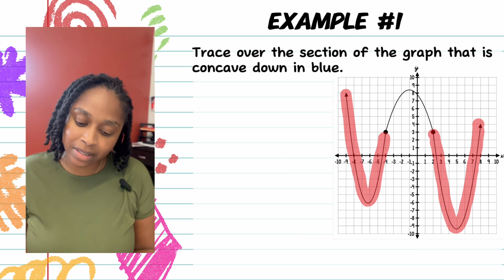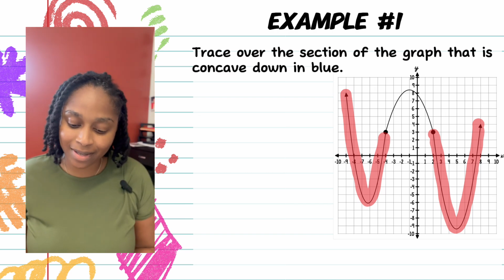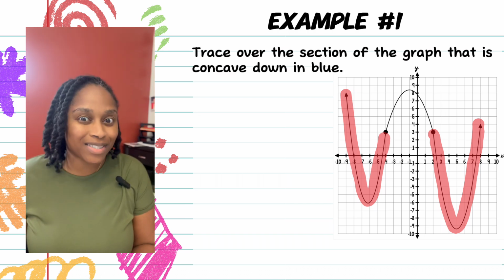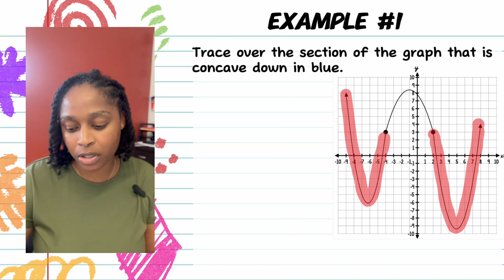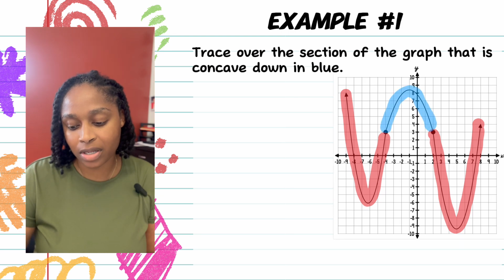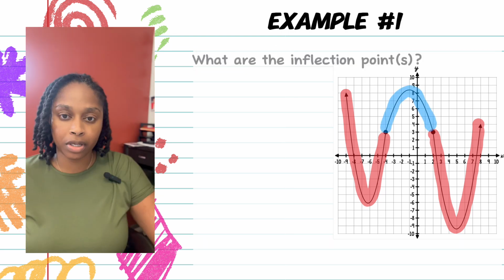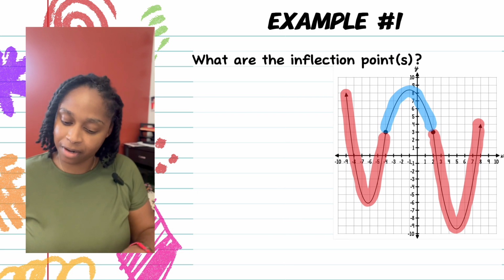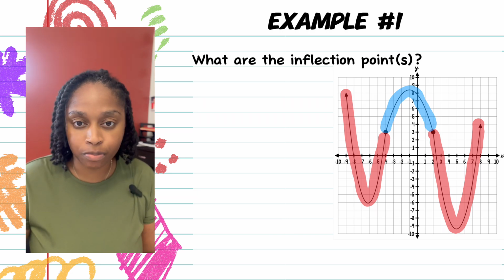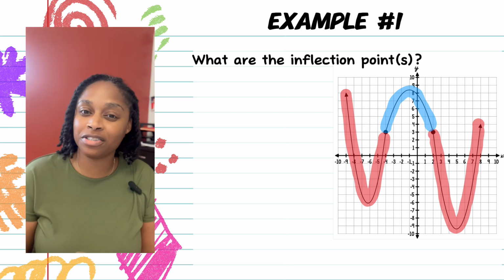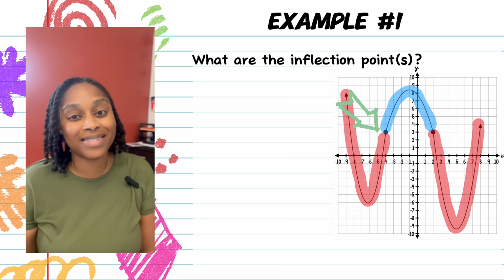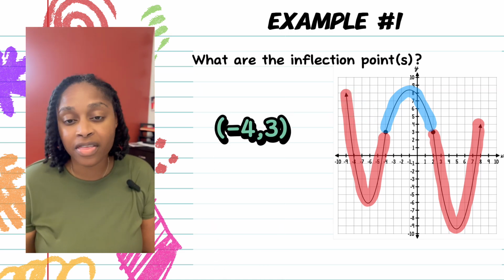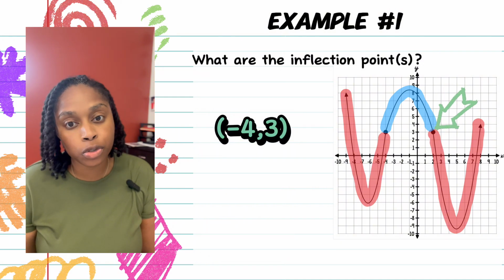The next bullet says to trace over the section of the graph that is concave down in blue. So this one is simple. It's the only other part of the graph that is not shaded. I'm going to start at the first inflection point and trace over that section to the second inflection point. Now we need to identify the inflection points. Remember, an inflection point is where the graph is changing direction from concave up to concave down. So our first point of inflection is (-4, 3), and the second point of inflection is (2, 3).